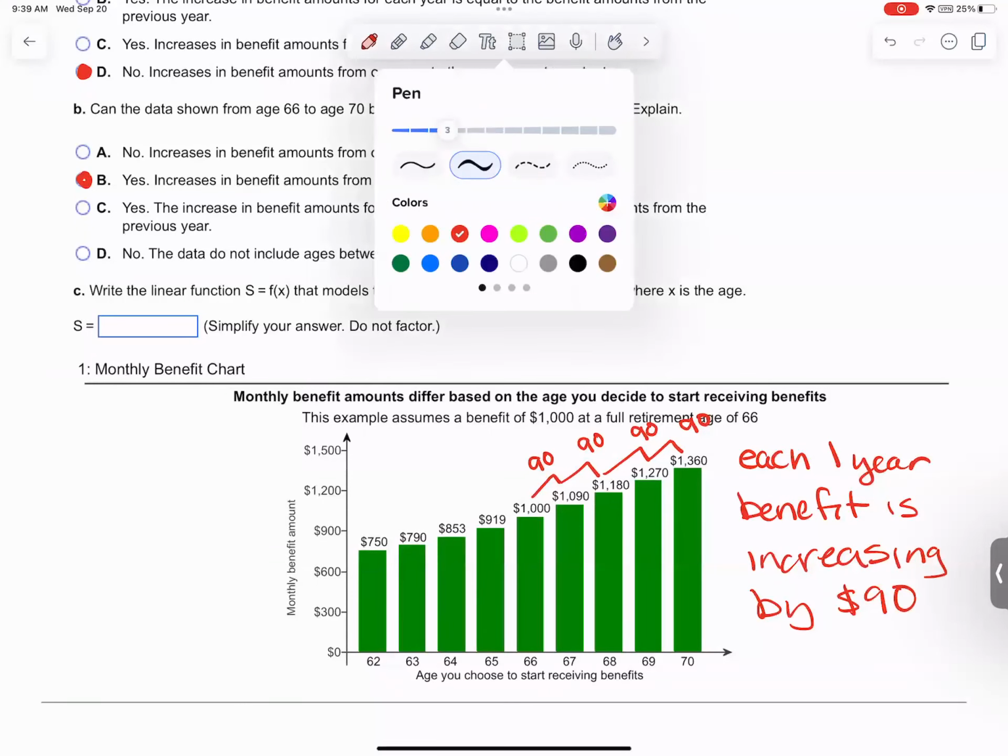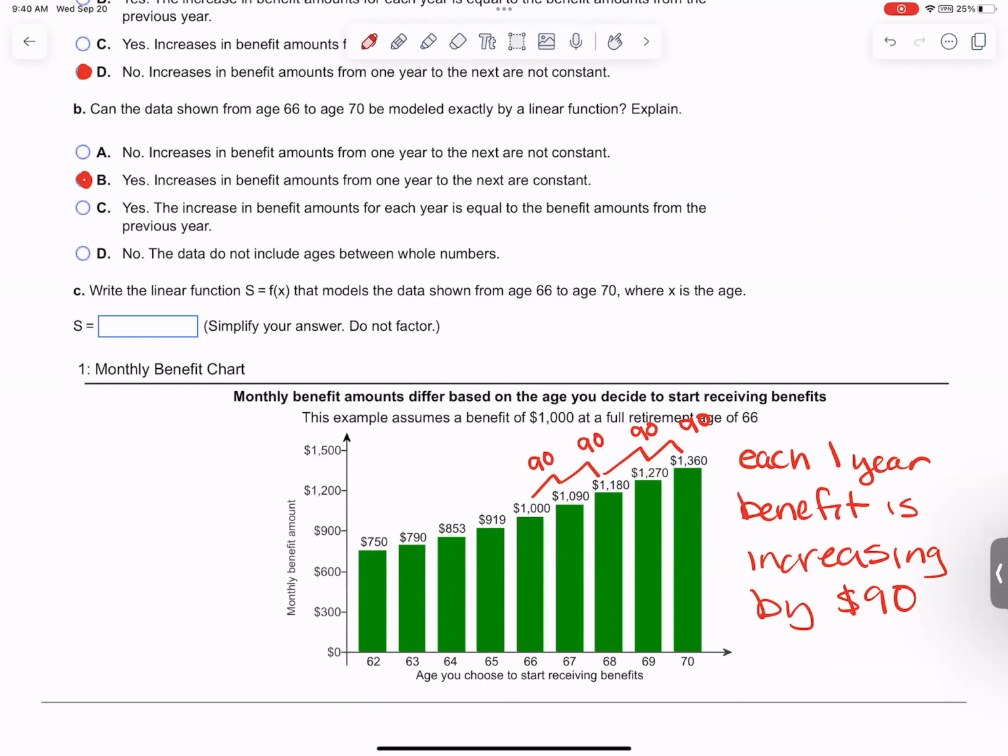So my equation is S minus, and I just pick a point. Pick any point. Pick this one. So S minus 1,000 is equal to 90 times, what are we using down there? X. X minus 66. Could you pick any of those points from 66 to 70 to use? Sure.